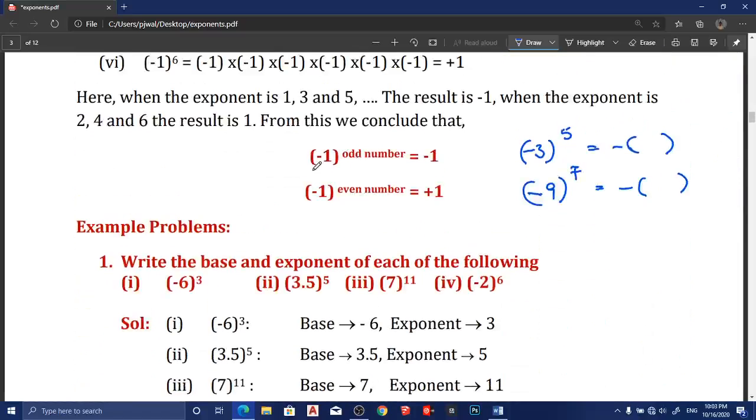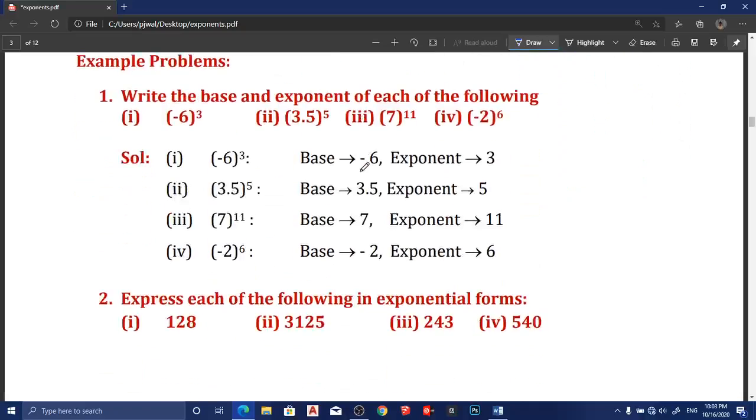You have to remember. Any negative number to the power of odd number is always a negative number. Any negative number to the power of even number is always positive number. Okay. That's what we have to remember. So some example problems you see here before going to the exercise.